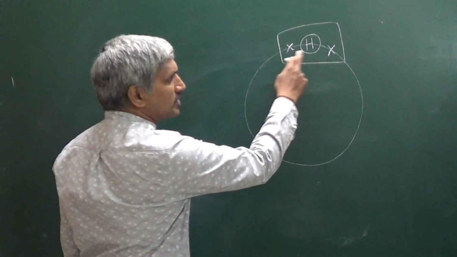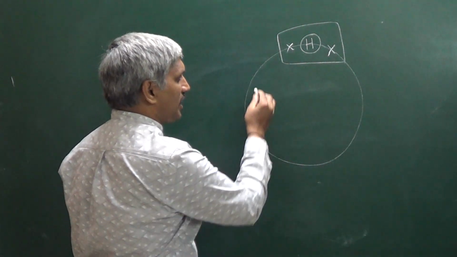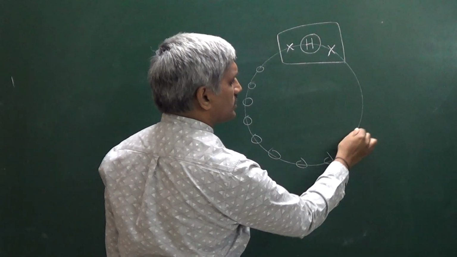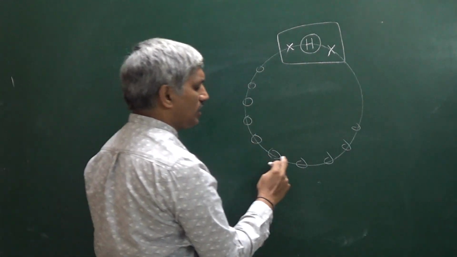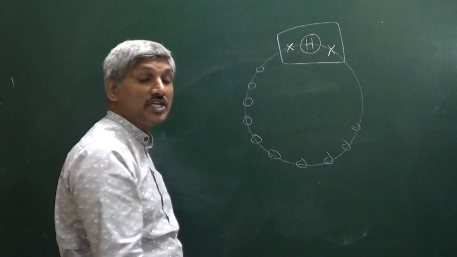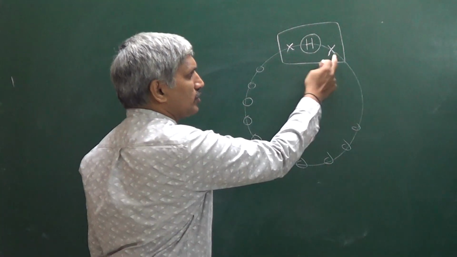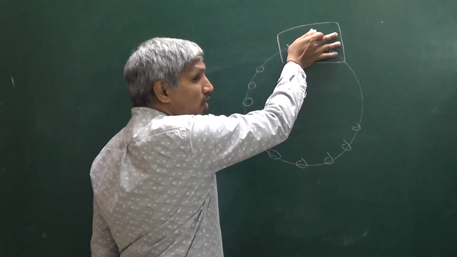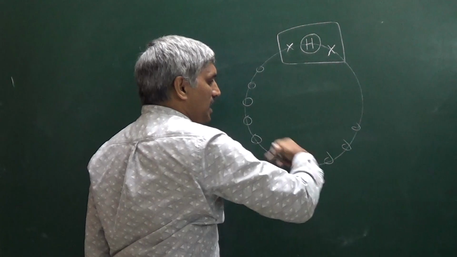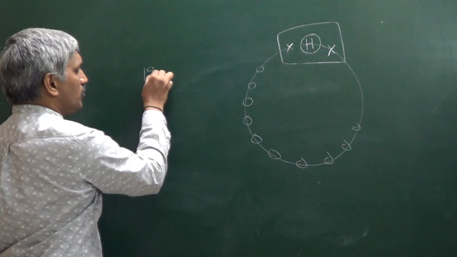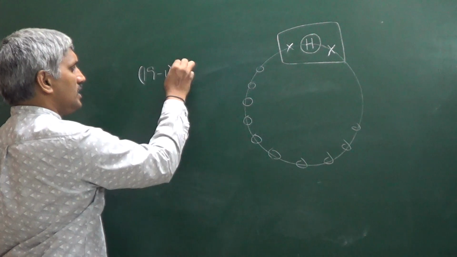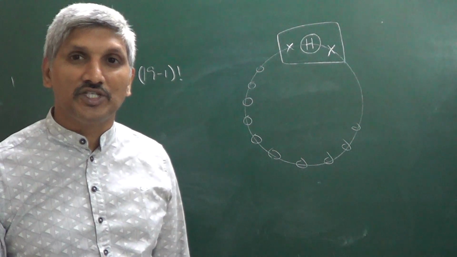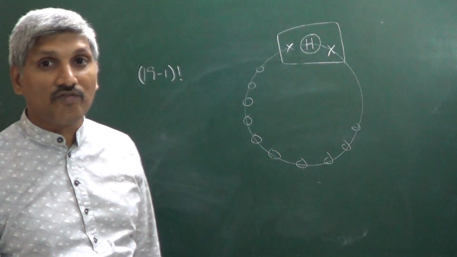So now remaining, total how many are there? 18 are there. Yes or no? Like this total we have 18 more members, along with these two special invitees. Okay, we are considering this as one box, right? 1 plus 18, total there are 19 units that can be arranged circularly in 19 minus 1 factorial ways.